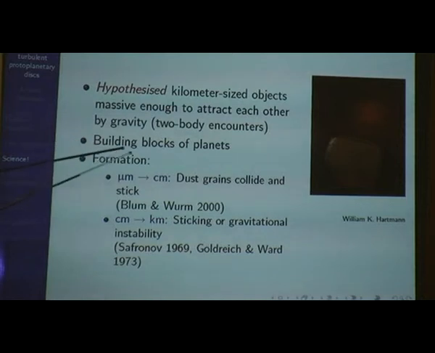And the thing is that planetesimals are important because they are the building blocks of planets. So you can have your n-body code with planetesimals, you can build up Earth. And the formation is believed that you go from micrometers to centimeters simply when dust grains collide and stick to each other.